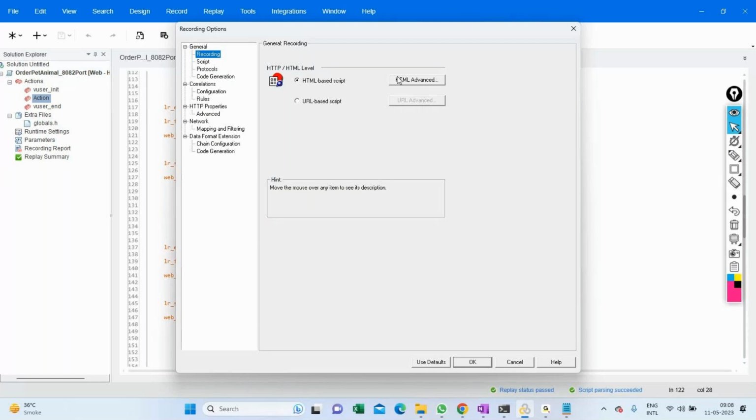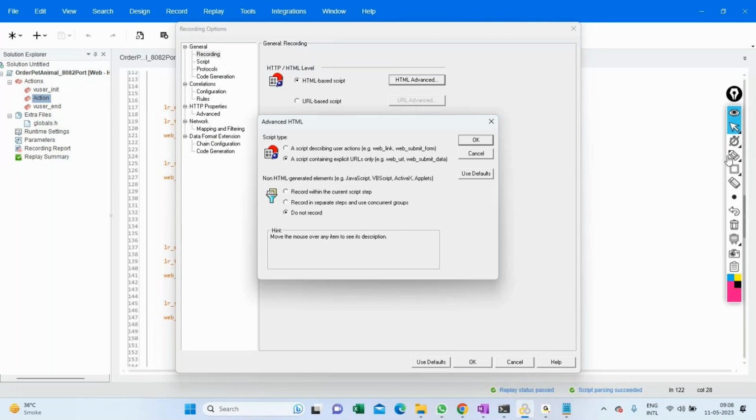You can take screenshots also if you want. In the HTML based, choose HTML based script here. And in the HTML advanced, click on the HTML advanced button. And you can choose the second option here and the third option here. What these options are, we'll discuss later. But for now, you can choose this option and this option.